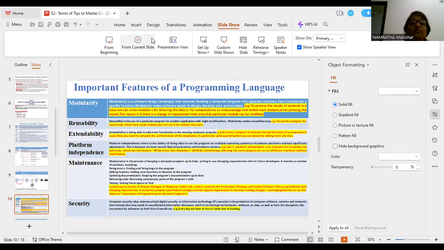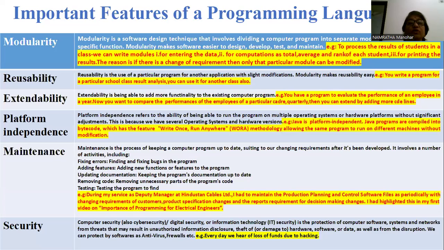Now, what are the important features of a programming language? In the first episode, I had told you that every program in a language should have modularity, reusability, extendability, platform independence, maintenance free, and security. So what is modularity? Module, we know, is a small block, right?